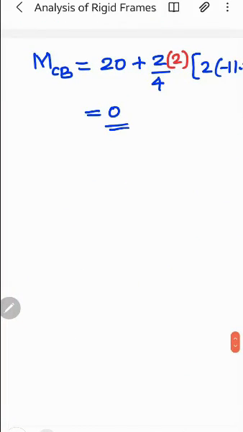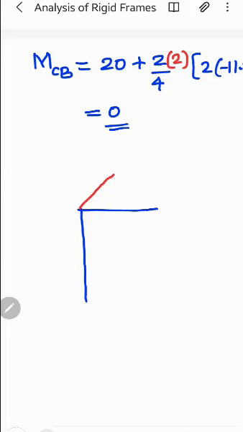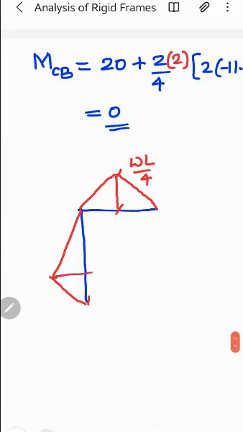You can draw the bending moment diagram for this if you want. It should be like this. I'll give you the line diagram for this. This is free bending moment diagram. You have point load here, right? So it is W L by 4. This is eccentric point load. So W A B by L, right?